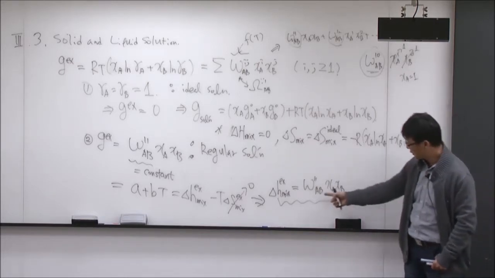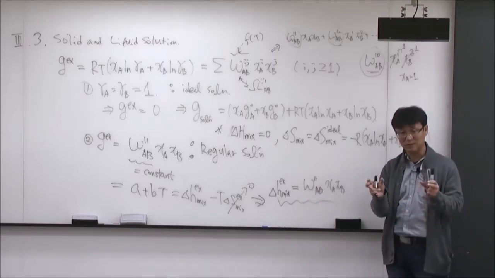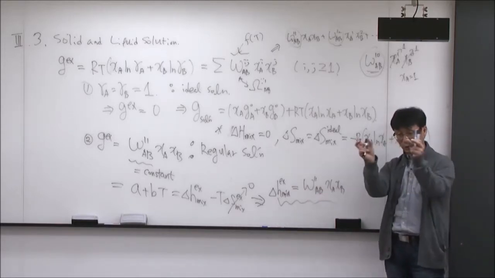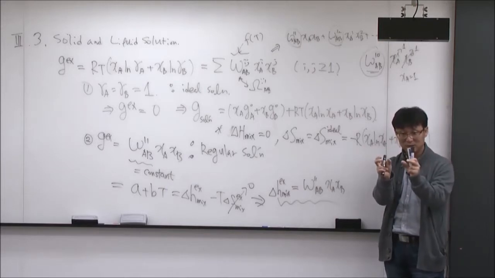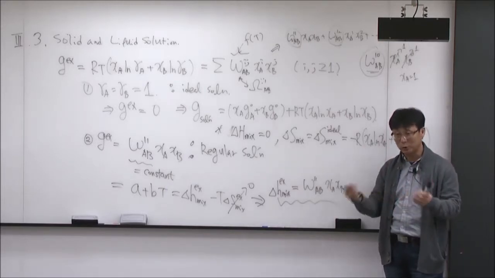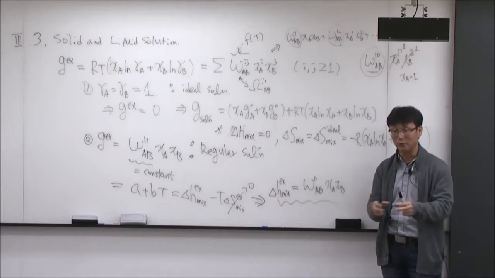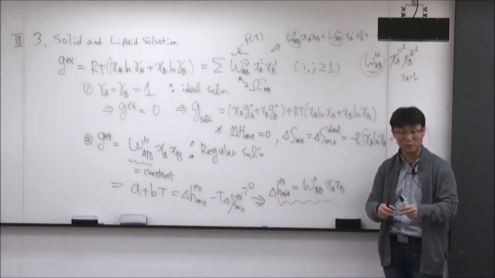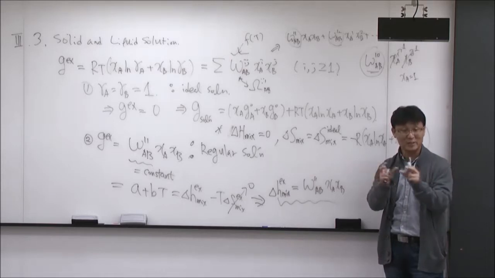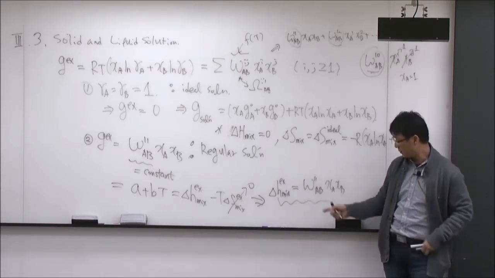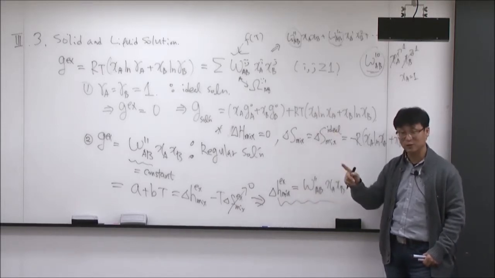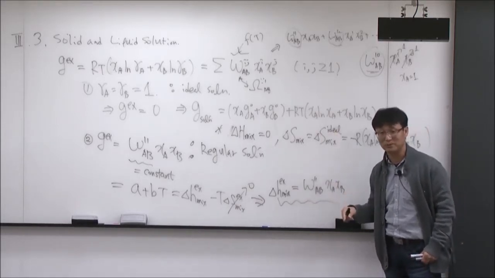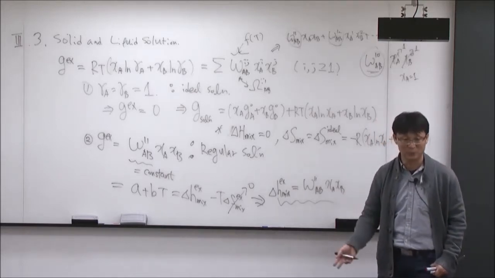Why? Because when this omega AB is more negative than the original AB interaction, so AB is more negative than the original average of A and B, then you will have more tendency to form AB bonds inside the solution. AB connection will be more than average, more than just a random mixing. So when you have this delta H of mixing becoming more and more negative, theoretically you can also change your ideal entropy term, because the entropy cannot be ideal anymore.